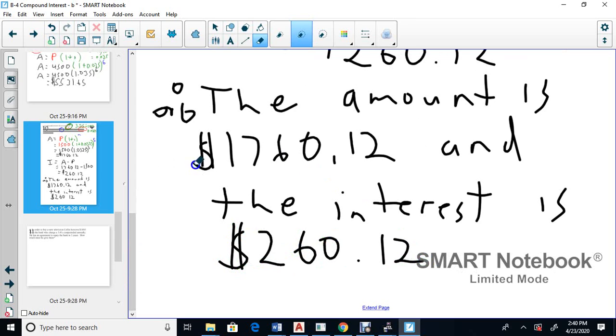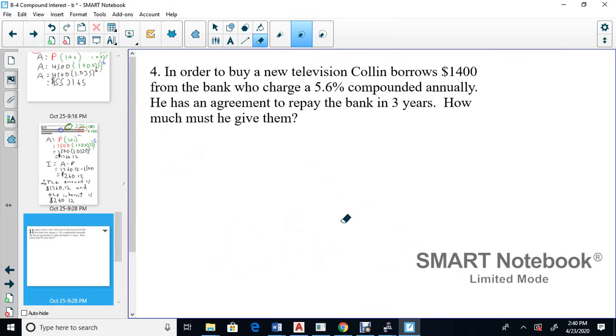Okay, let's move to the next question. Okay, in order to buy a new television, Colin borrows $1,400 from the bank, who charges 5.6% compounded annually. He has an agreement to repay the bank in 3 years. How much must he give them? So how much is the amount we want to know that he gives them?